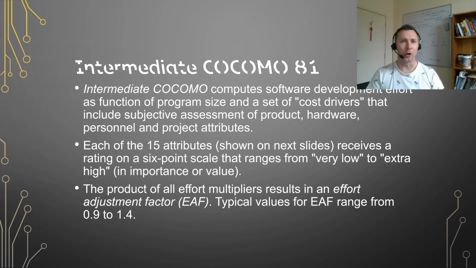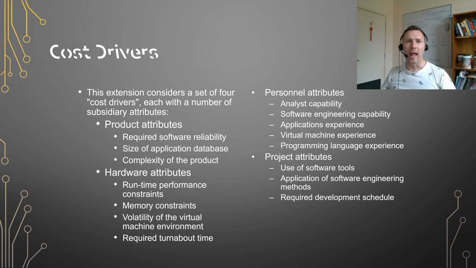For intermediate COCOMO, the cost drivers are considered by rating 15 different attributes on a 6-point scale. These result in an effort adjustment factor of between 0.9 for easier projects and 1.4 for more difficult ones. And these are the cost drivers. They describe the product, the hardware, the personnel, and the project. If you have a look at some of them, you can see that these could have an effect on the cost of the project.